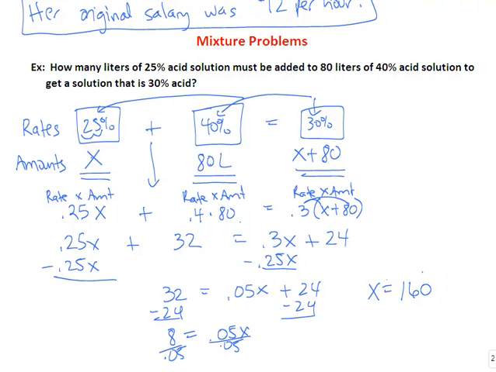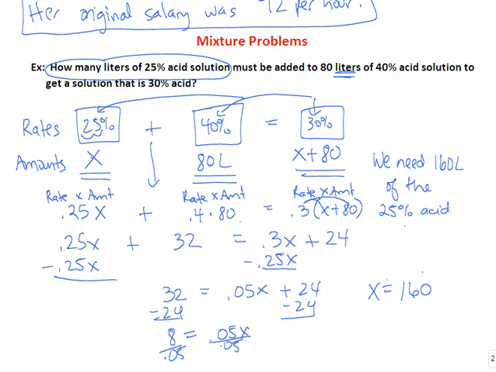Now we want to write out our final solution. So remember, what we're looking for here was how many liters of our 25% acid solution. So look at your amount under the 25% solution box. That's X. So we're looking for X. X was 160. The units that should go on that are liters, because we want to be consistent with the 80 liters that we had given to us. So our final answer is we need 160 liters of the 25% acid solution.